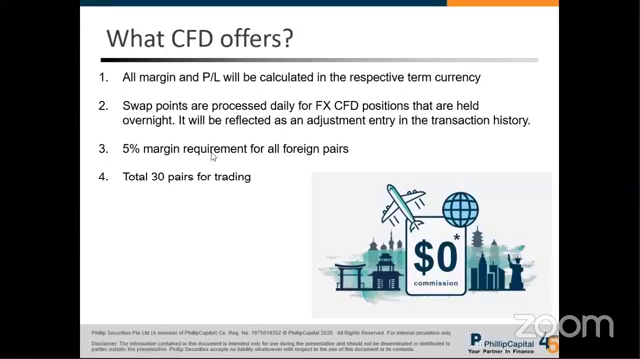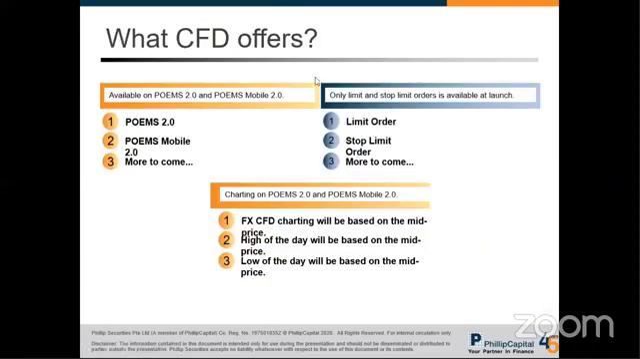And also there's a 5% margin requirement for our forex pairs, and currently we have around 30 pairs for trading. So what we offer is currently available from Buoyant 2.0 and Buoyant 2 Mobile. And these are the order types, and all our charting will be based on mid price. Mid price, let's say the currency pair is actually $1 and 1.1. So based on mid price will be 1.05.